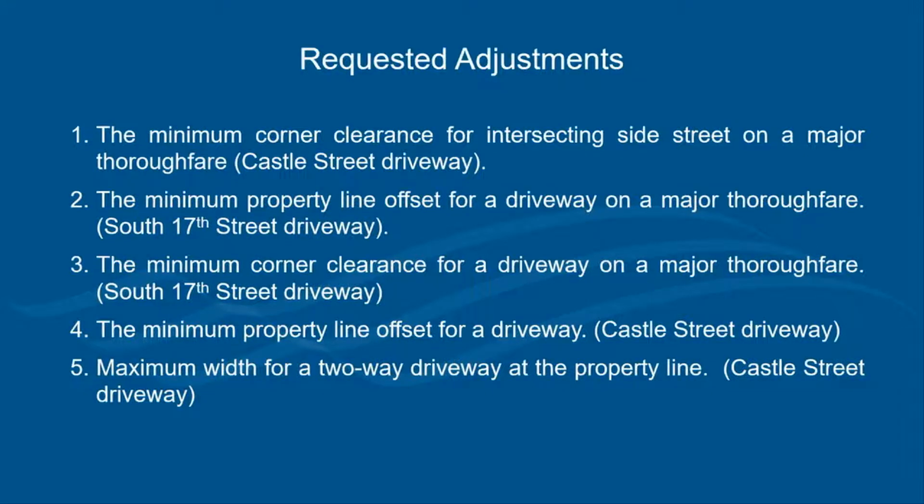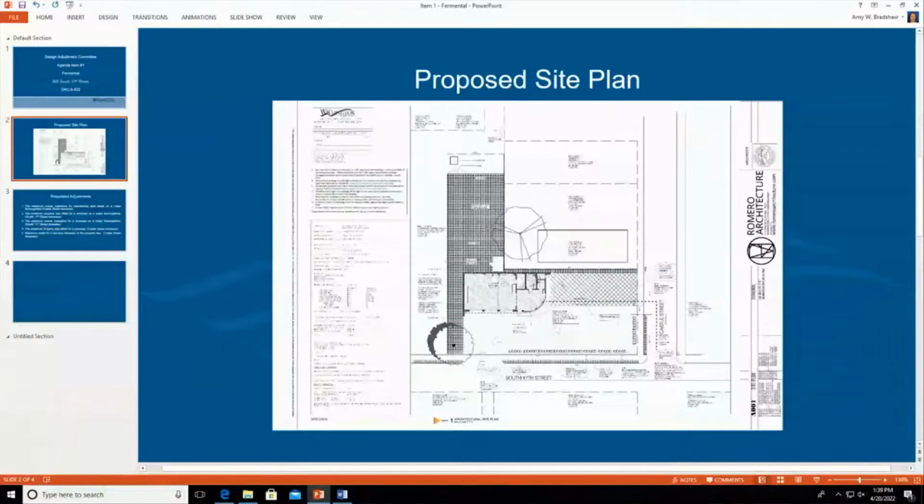The fourth item is the minimum property line offset for a driveway, and we're talking Castle Street. The minimum is 6.5 feet, and the applicant is proposing 0 feet. And finally, the maximum width for a two-way driveway at the property line on Castle Street, the maximum is 30 feet, and I believe the proposed is 32 feet. So as stated, as you can see in the attached site plan, these driveways are existing and functional. The applicant is proposing an adaptive reuse of an existing commercial building to a bar, nightclub type use, and that completes my presentation for today. I'll be happy to answer any questions. And I believe the applicant's here to address you as well.